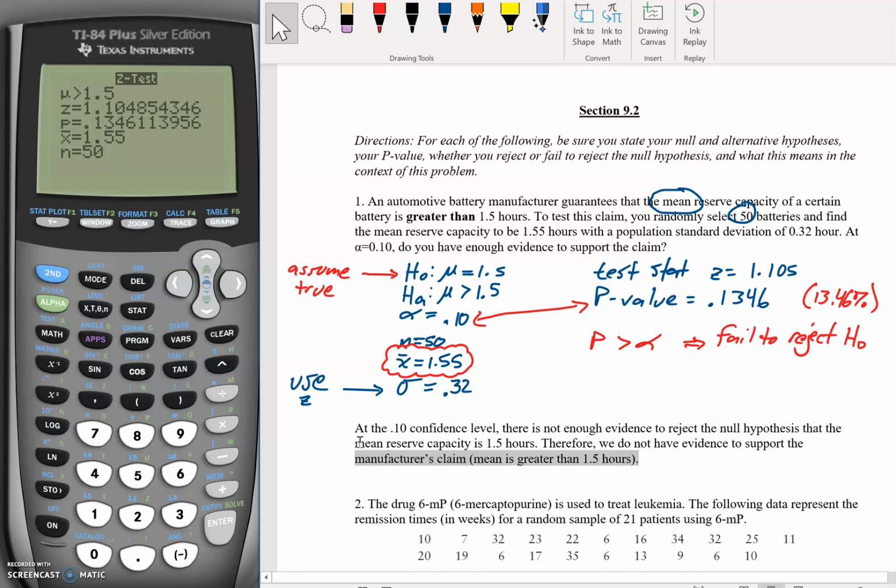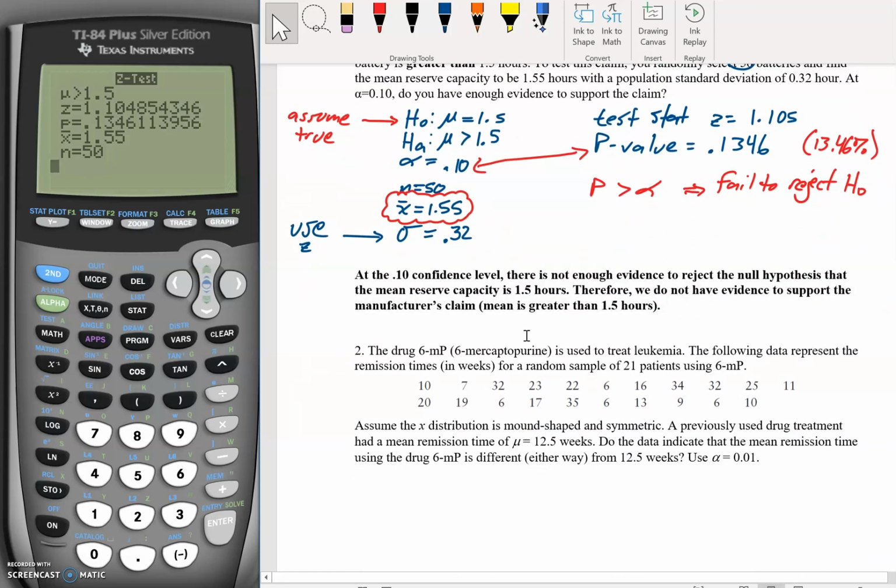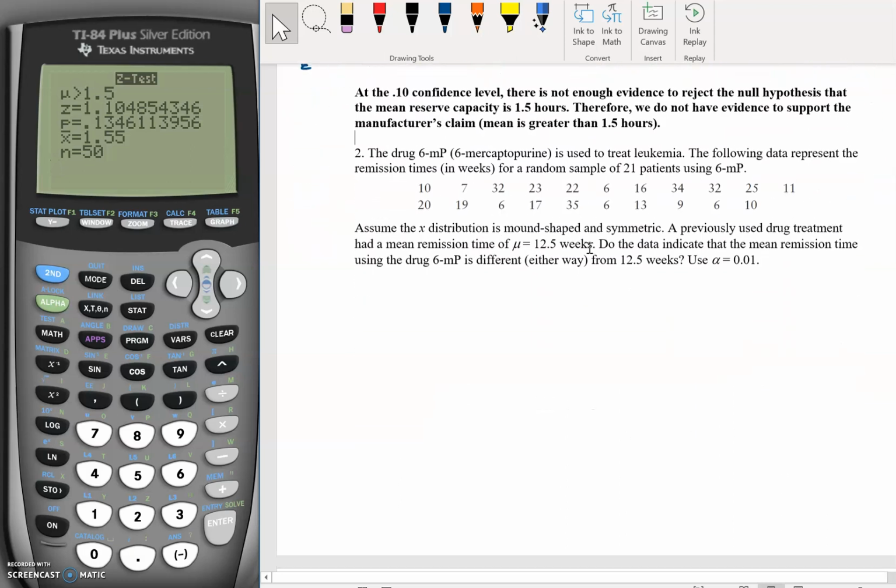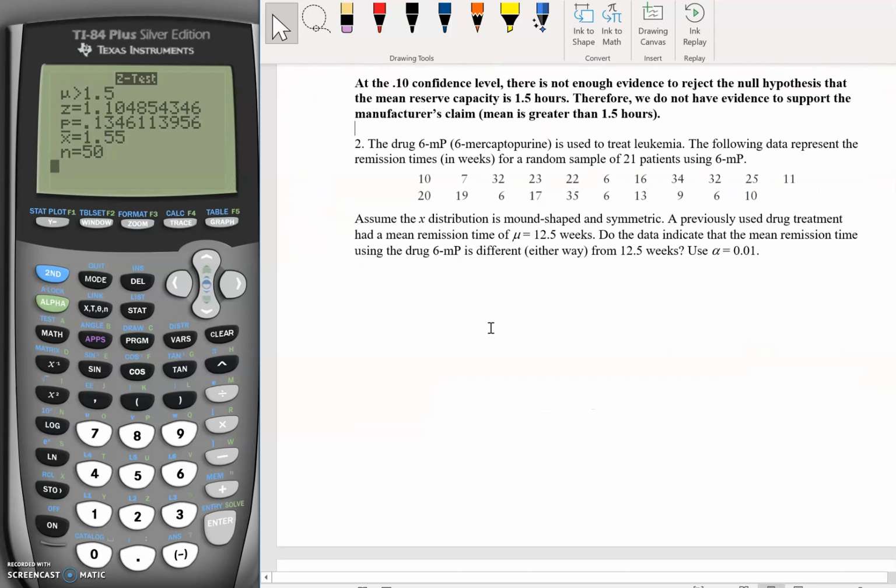Okay, so there's that idea. I'm just going to put that in bold to kind of separate it from this next problem. Okay, so this one, the drug 6MP is used to treat leukemia. The following data represents remission times in weeks for a random sample of 21 patients using 6MP.